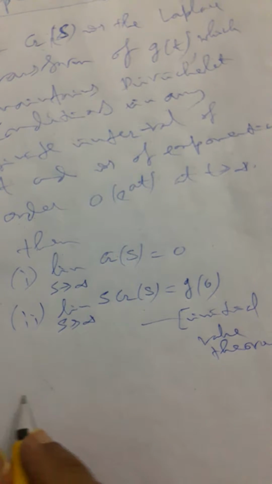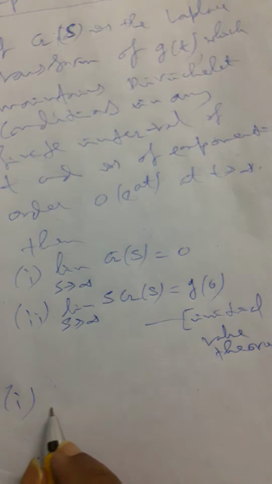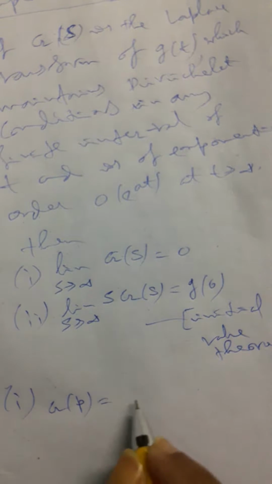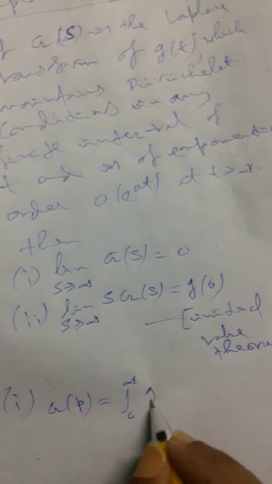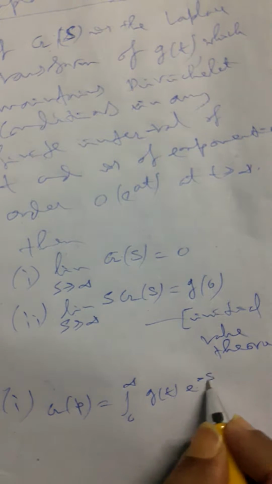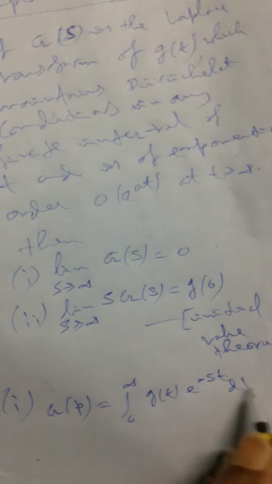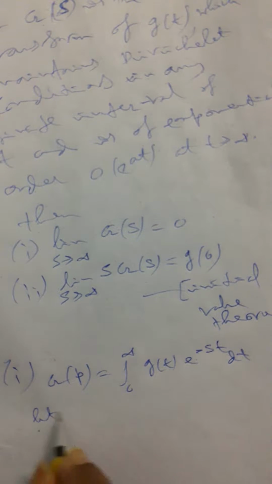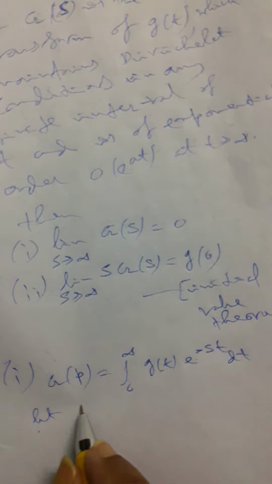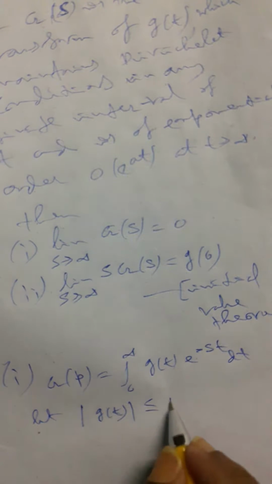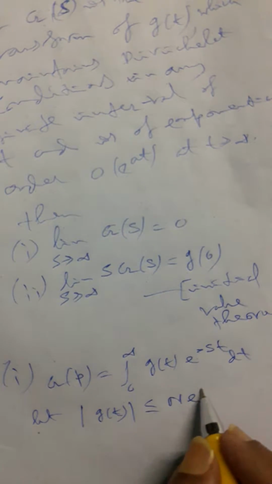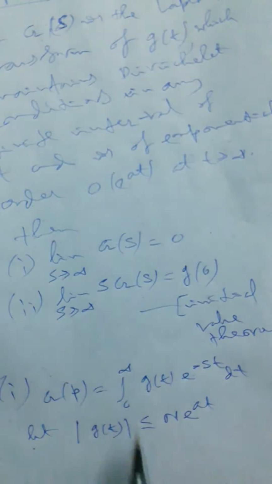But first we have to prove it. For the first condition, we write the definition of the Laplace transform: G(s) equals the integral from 0 to infinity of g(t) e to the power minus st dt. Now, since g(t) is a bounded function, there exists a constant N such that the mod of g(t) is less than or equal to N e to the power at, since it is of exponential order e to the power at.